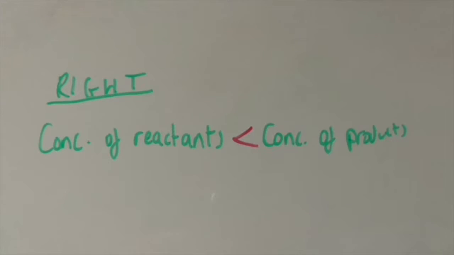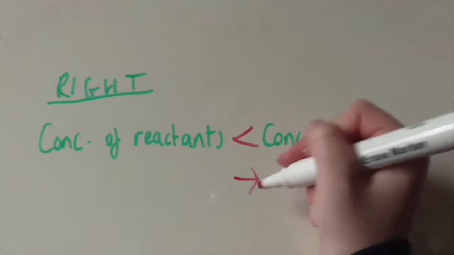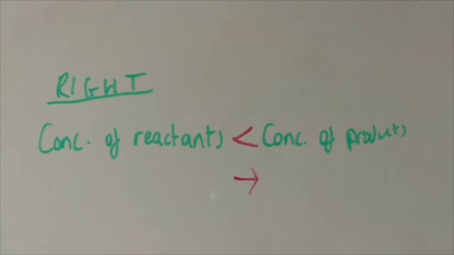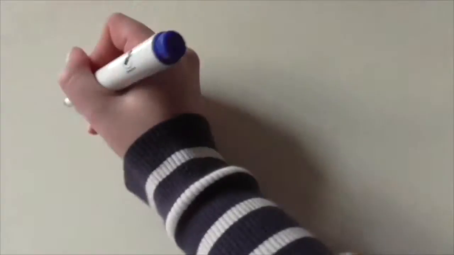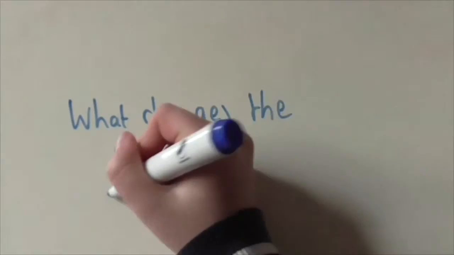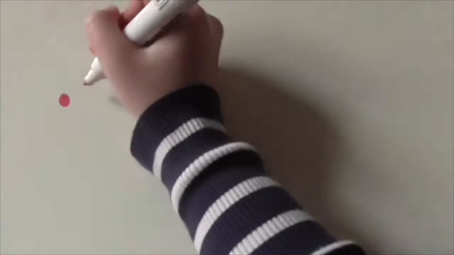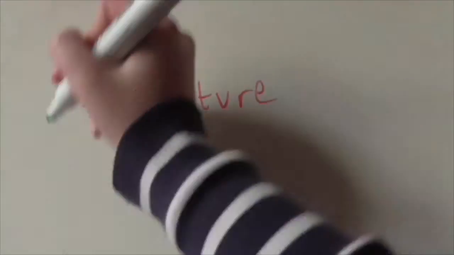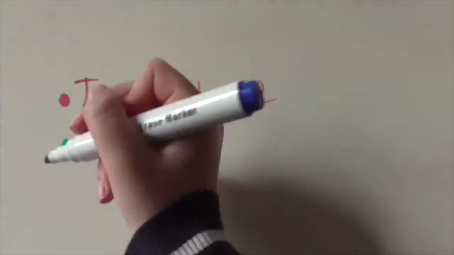It's basically the opposite if the position of equilibrium is right. It means that the concentration of product is higher than the concentration of reactants. It's the same thing with the crocodile and the arrows pointing right. But what can actually change the position of equilibrium during a reaction? There are only three of them which you have to know about, which are temperature, pressure, and concentration.